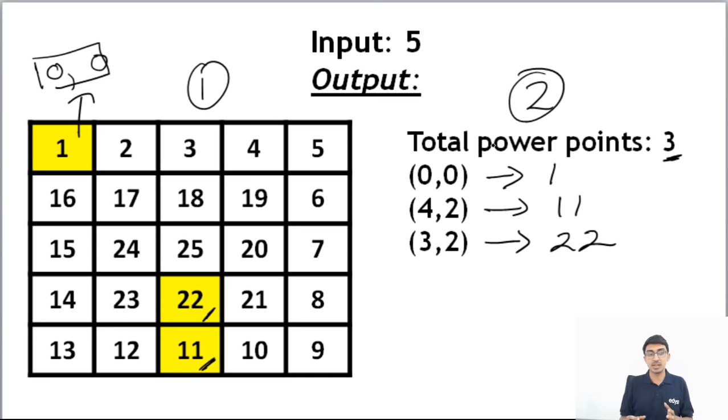So before we even start, how do we even go about making a spiral matrix, or what I would call a chakra? How do we go and make this a chakra? How do we generate a chakra over here?